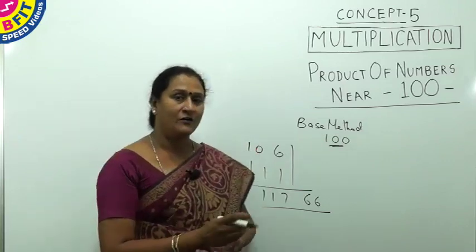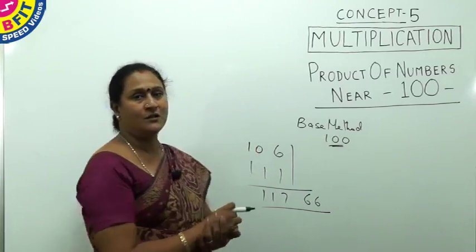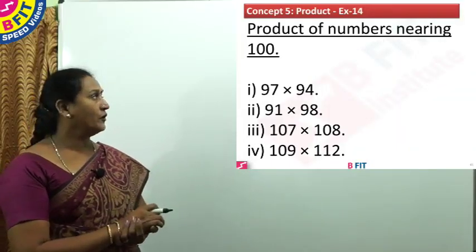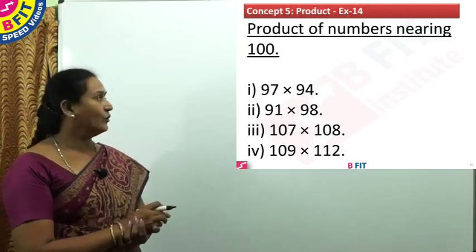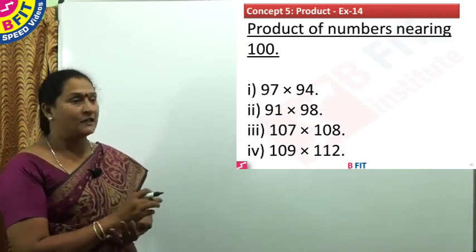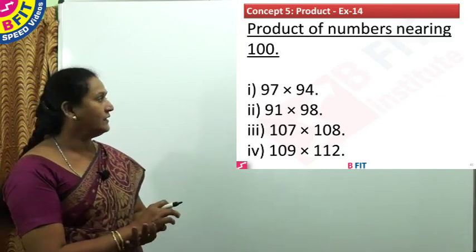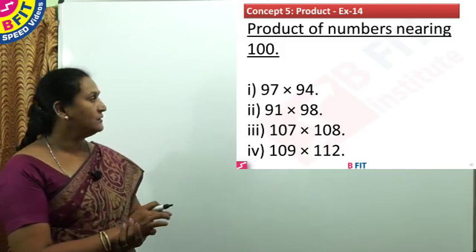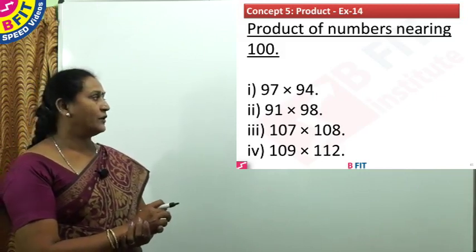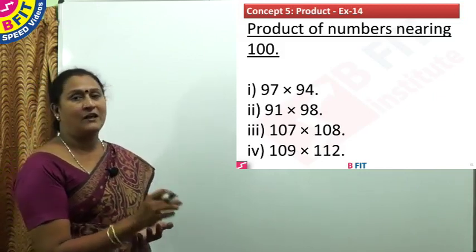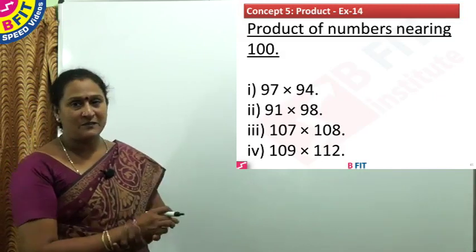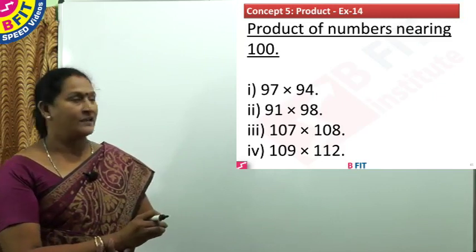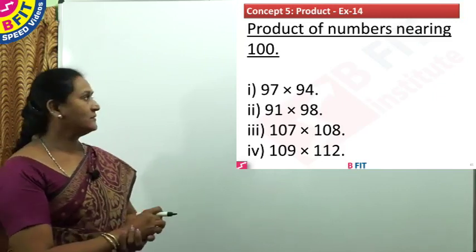And now we'll work out a few questions based on this concept. The questions given here: find the product of 97 and 94. The second question, find the product of 91 and 98. The third one, find the product of 107 and 108. And fourth, find the product of 109 and 112. So using the base method, can you find the answers? Please just pause the video for a few seconds and try to get these answers.